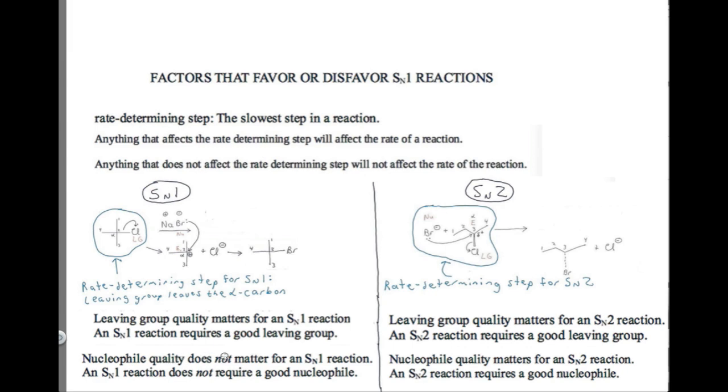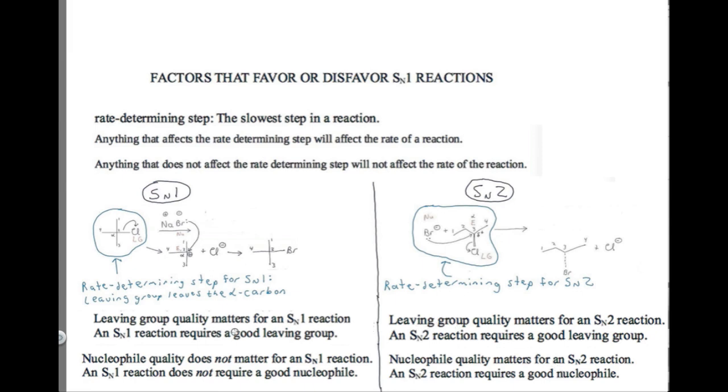Nucleophile quality does not matter for an SN1 reaction, surprisingly, because the nucleophile doesn't participate in the rate determining step for SN1. Therefore, an SN1 reaction does not require a good nucleophile. Nucleophile quality does matter for an SN2 reaction because the nucleophile does participate in the rate determining step for SN2, so SN2 requires a good nucleophile.